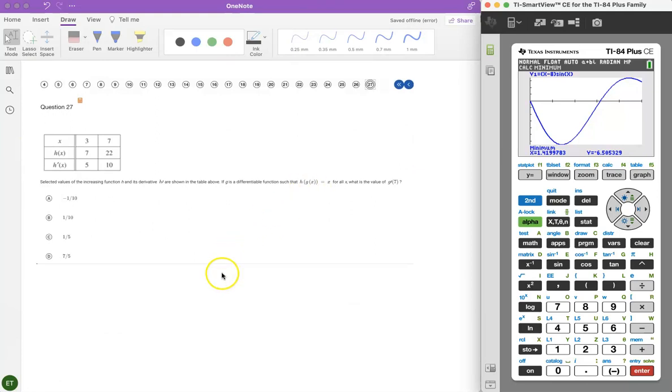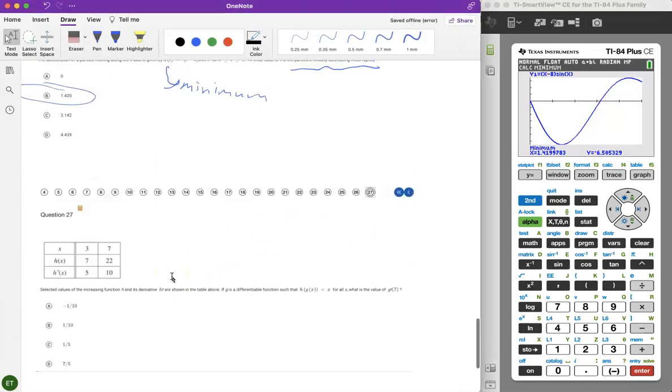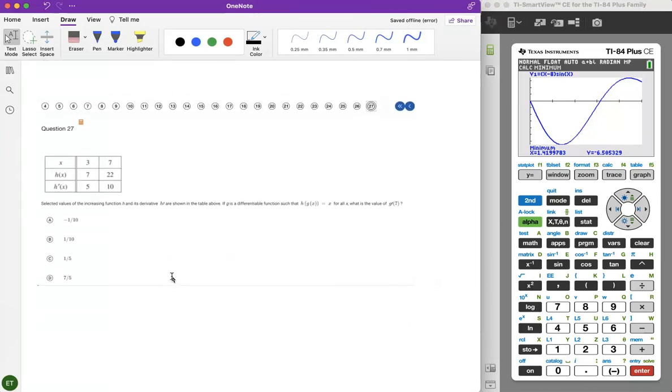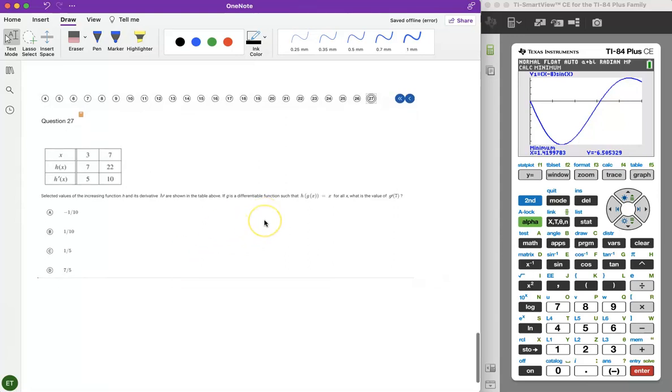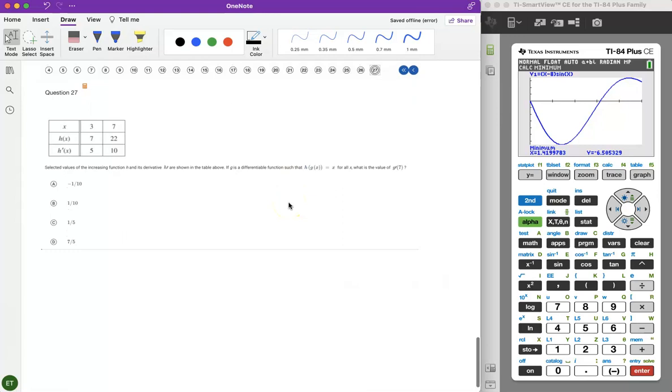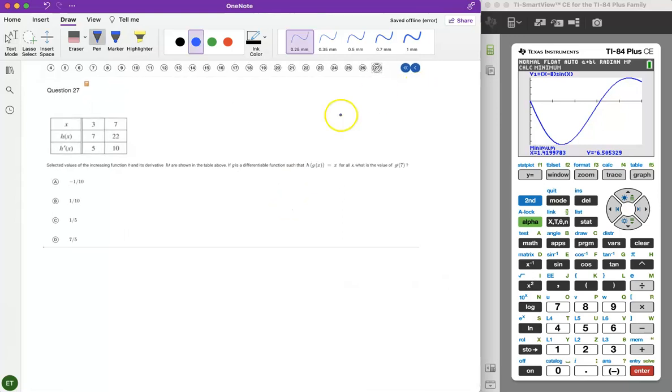Number 27, let's take a look at this one. Selected values of the increasing function h and its derivative h prime are shown in the table above. If g is a differentiable function such that h of g of x equals x for all x, what is the value of g prime of 7? Oh wow, interesting way they presented it, because this is essentially telling us what? They're inverses. Because whatever g does, h is undoing it since it just leaves you with x.